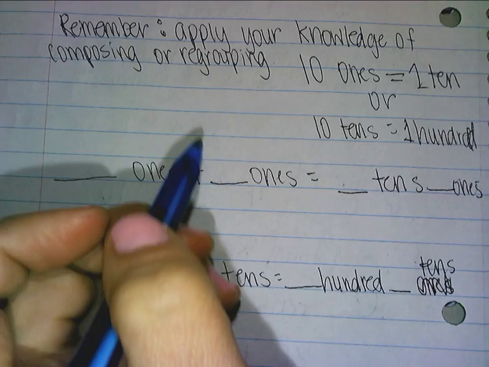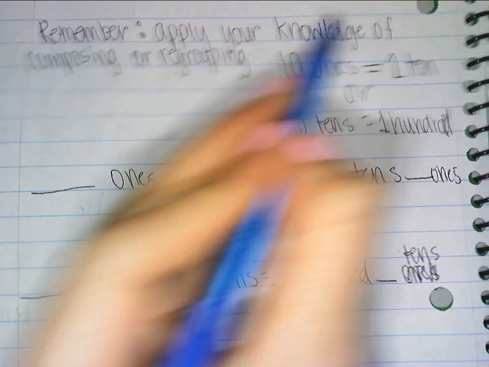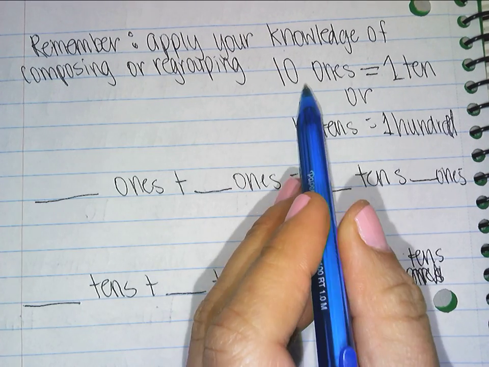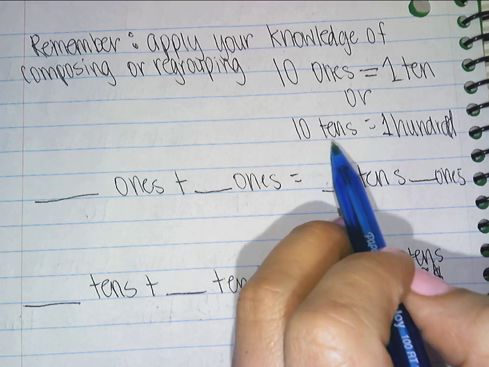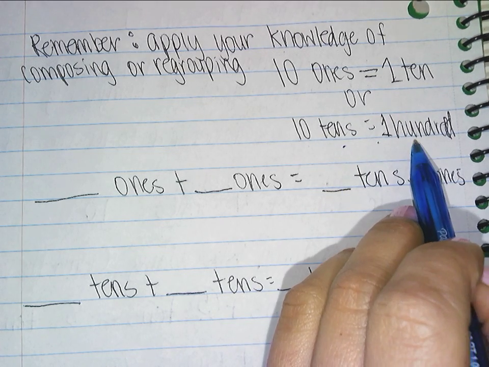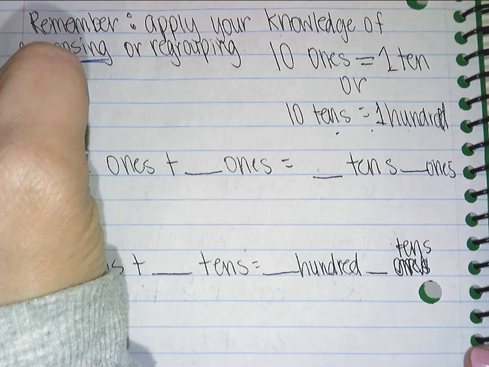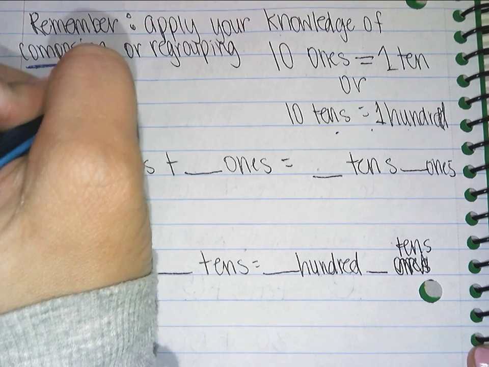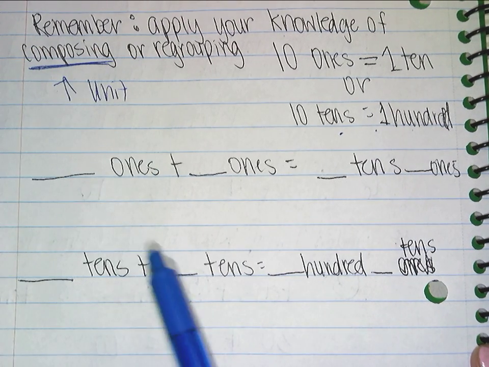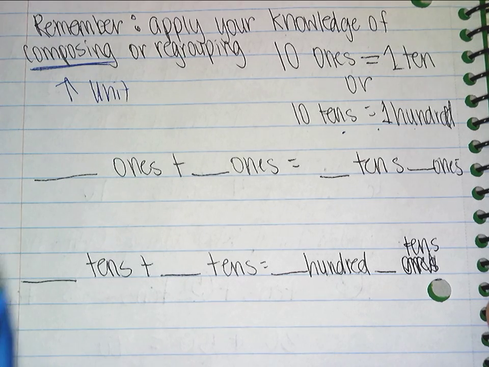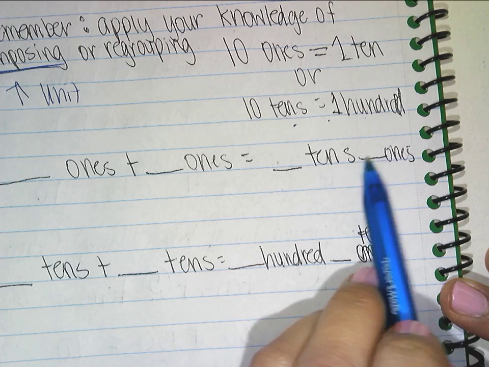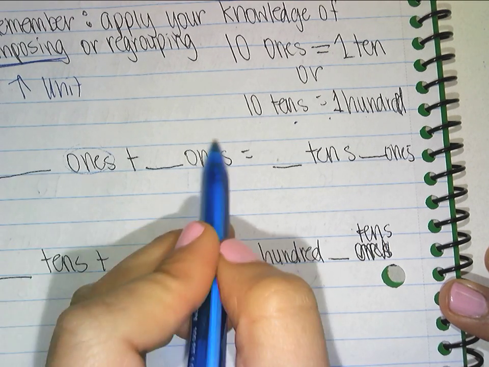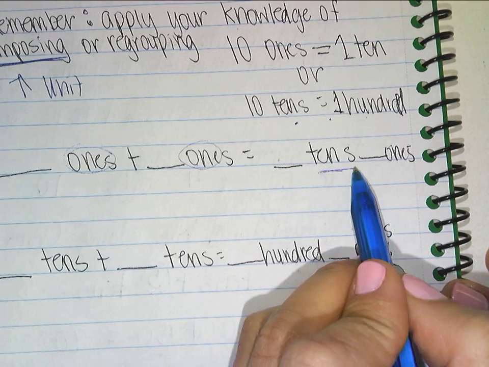So let me show you that example again. So you need to remember, apply your knowledge of composing or regrouping today. 10 ones, you regroup for 1 ten. Or 10 tens, you regroup for 100. Remember, compose means you're always going to the higher unit. Ones get composed to tens, tens get composed to hundreds. So here I have blank ones plus blank ones equals blank tens and ones. So see how I'm taking the ones and I'm changing it to now that higher unit to tens.